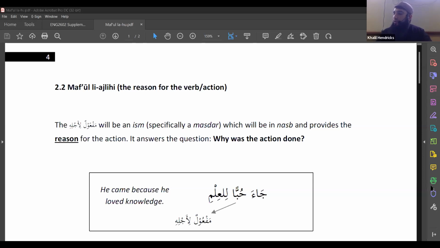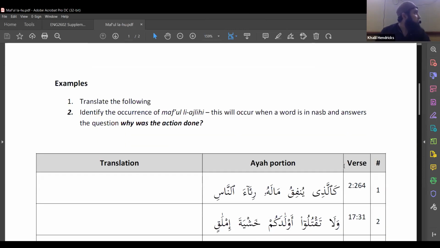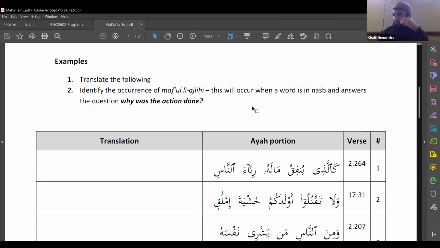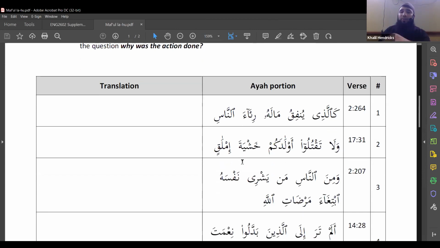Now, let's use some examples of this. That is something else, that's maf'ul mutlaq. But we're going to get there, inshallah. That one's very easy to identify as well. What we're focusing on here is that we're always looking for something that answers the question why the action was done. Maf'ul mutlaq doesn't answer that. Maf'ul mutlaq answers something else. So I'm going to do one or two examples.